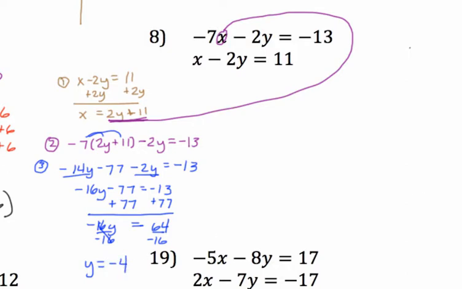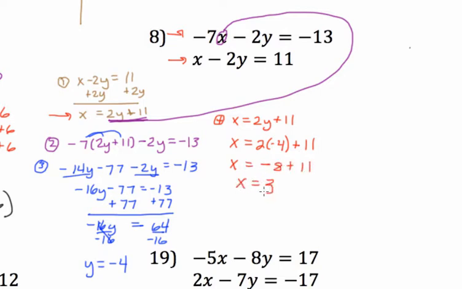I'm half done. Now that I know the y coordinate, let's find the x coordinate. Use one of your original equations. You can use this one, or this one. I like to use the one I made. Sometimes I even do this step in my head. I don't even write it down. X equals 3. So write your answer. The x coordinate is 3, y coordinate is negative 4. There's the answer.